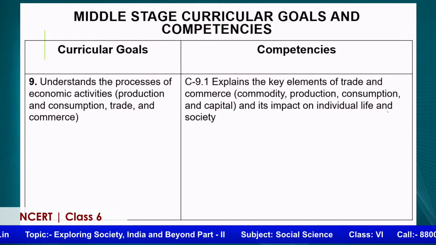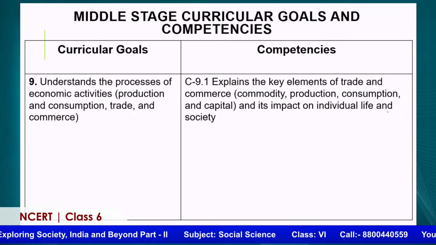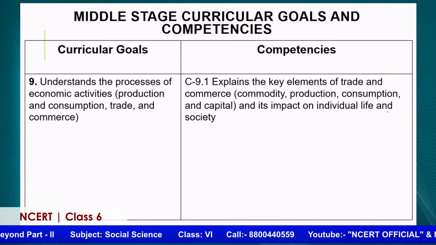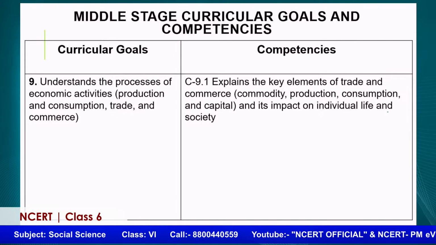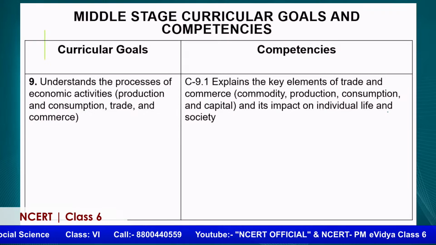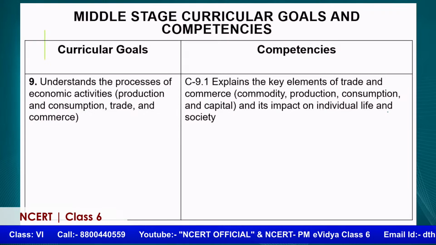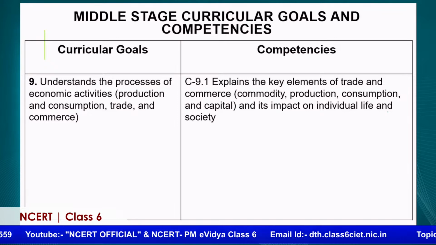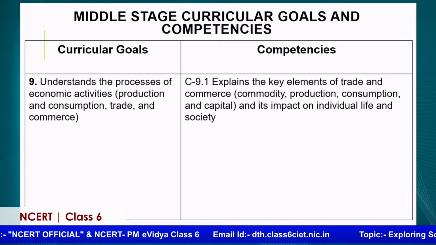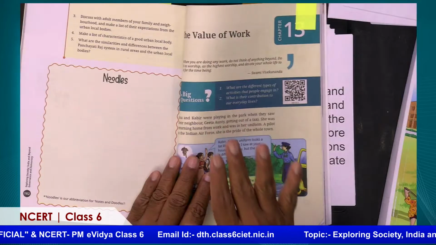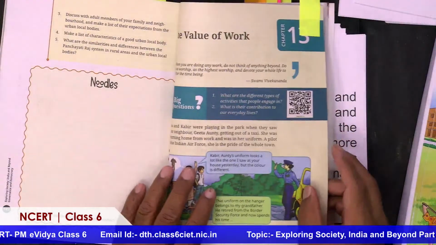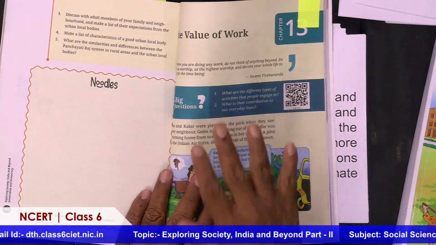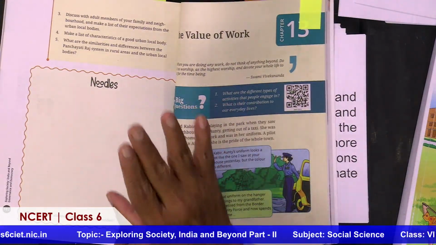All this is a big broad area in economics. We cannot cover all those ideas. So when we developed these textbooks, we thought we would give only production: how goods are produced in the country, how services are produced in the country, what is meant by economic activity. In the NCERT social science textbook for class 6, chapter 13 is a chapter on the value of work. In this chapter we discuss economic activities and non-economic activities. This is one chapter in which we are trying to achieve this competency.